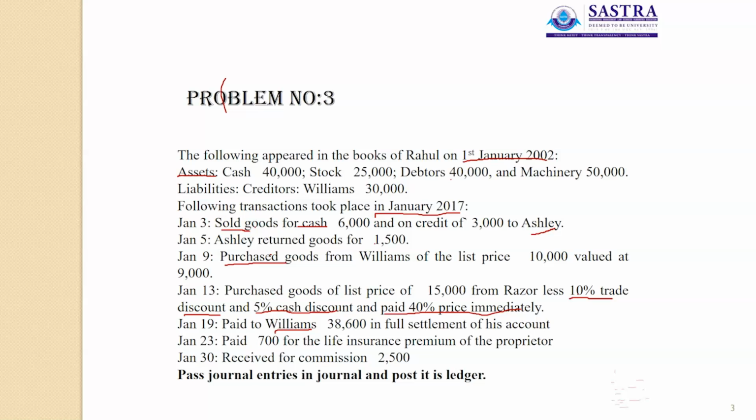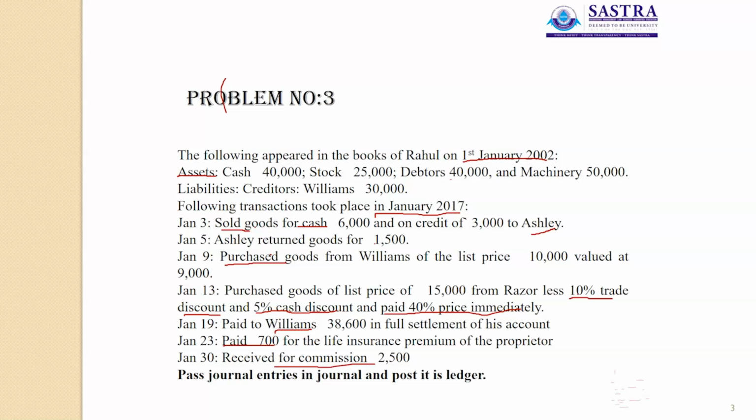Then January 23rd, paid 700 for the life insurance premium of the proprietor. So life insurance premium account debit to cash account. Then January 30th, receipt for commission rupees 2,500. Commission is one of the incomes for us, so that should be credited. So the journal entry is cash account debit to commission account.